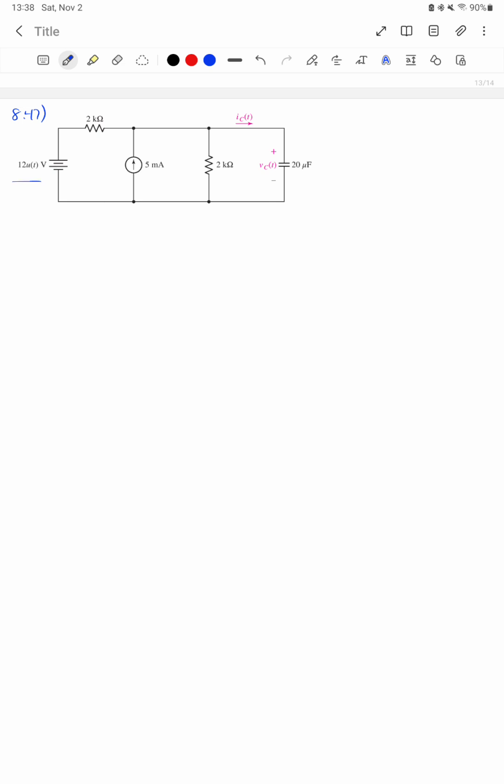The first one being this 12 right here. Attached to that 12, of course, is that U of t, which, for those of you who are not super familiar with it, is the step function, which means that at 0, you're going to change from 0 to 1. This step function is multiplied by 12, so this will instead become 12 volts once you get to time t greater than 0.